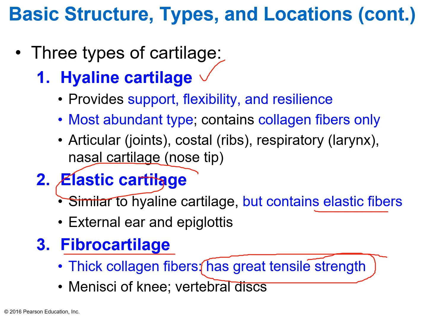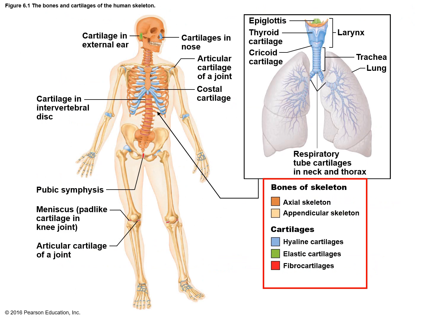Now, if you bear with me for 1 second, I'm going to switch over to our next slide so we can take a look at this beautiful image right here of the human skeleton. If we take a look at the color codes of blue, green, and red, we can see our different cartilages and what roles they play within the human body.